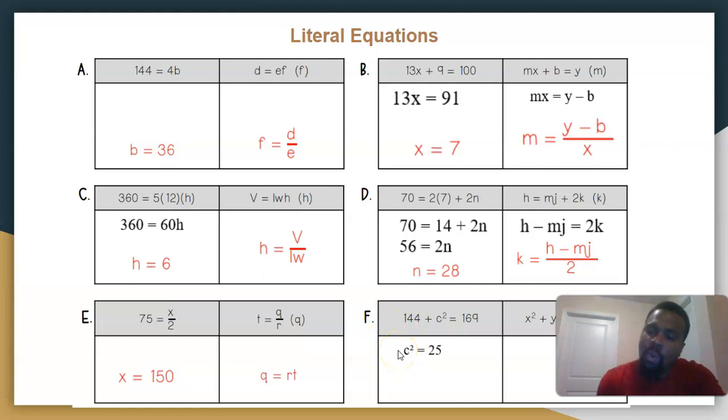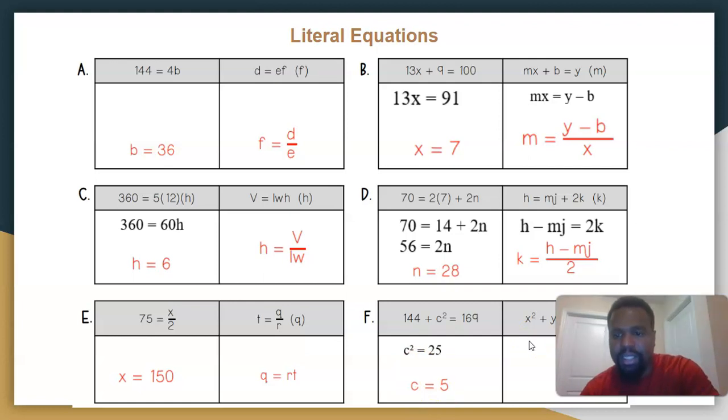I have C squared here, and I've got to get rid of the squared. So if I think about the inverse of squared, that's going to be square root. So if I do the square root of C squared, that's going to cancel out the square. And then I also want to do the square root of 25. So remember perfect squares: the square root of 25 is asking what number multiplied by itself gives me 25, and that's going to be 5. So C equals 5.